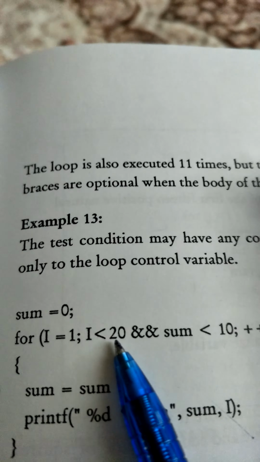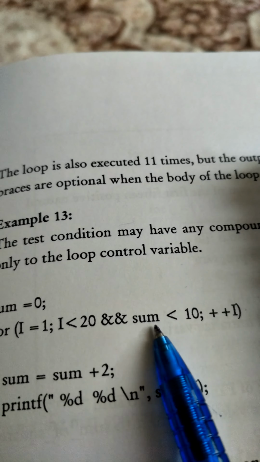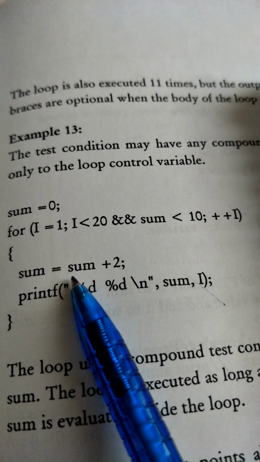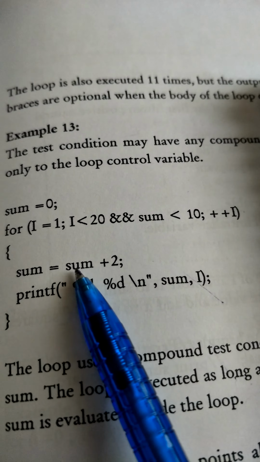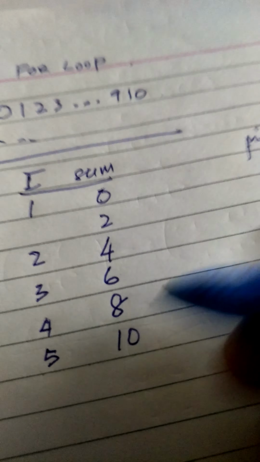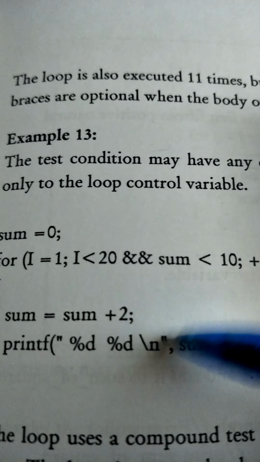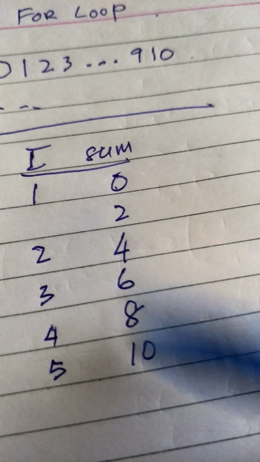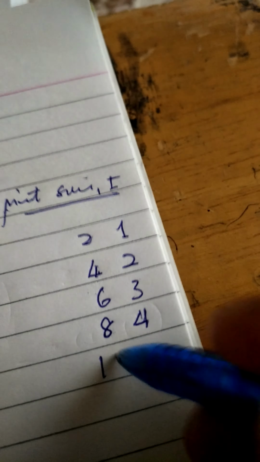Then do the checking. 5 less than 20, correct. Sum, which is 8, less than 10, correct. And do add the value sum plus 2. So we have 8 plus 2, so 10. And then print the value of sum and I. Your value sum is 10, I is 5. So we print it here, 10 and 5.